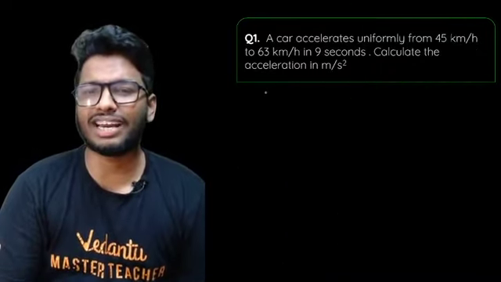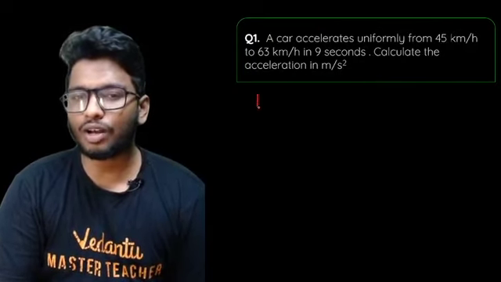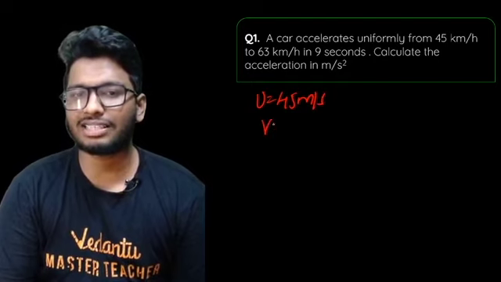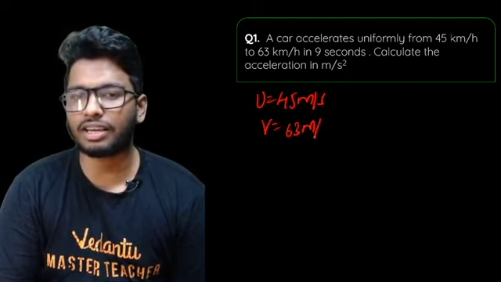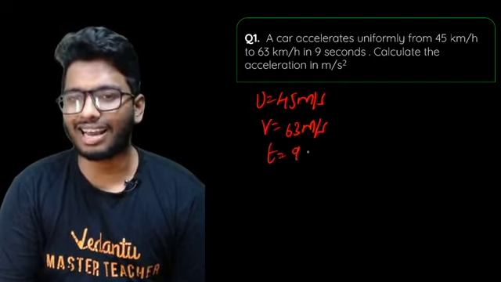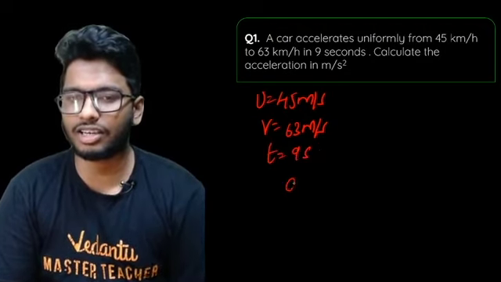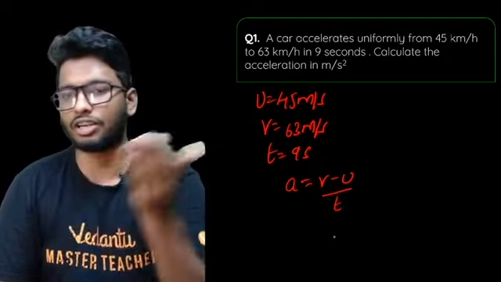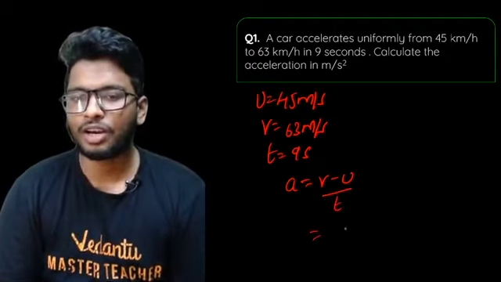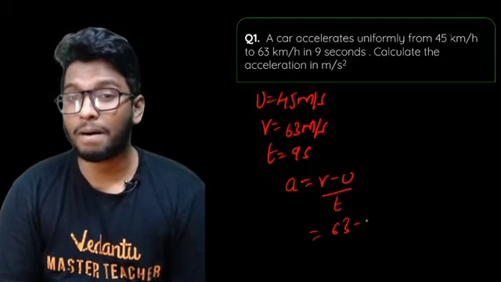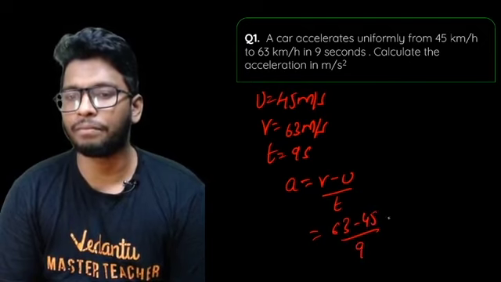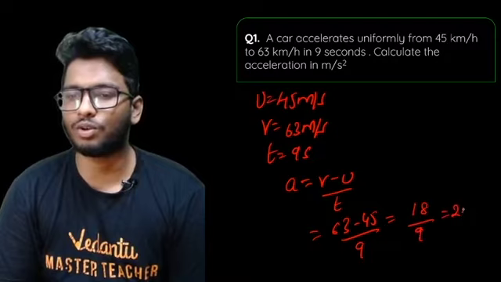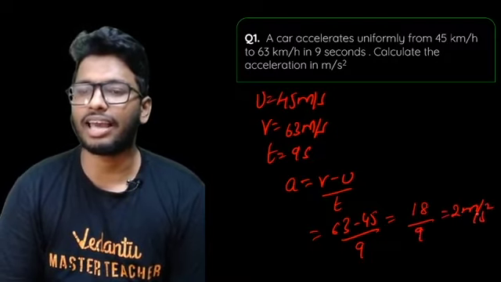Let me just write down the given data over here first. Initial velocity is given as 45 meter per second. Final velocity is given as 63 meter per second. Time taken is 9 seconds. So you're supposed to find out the acceleration. Acceleration is what? v minus u by t. That is final minus initial velocity divided by time taken. So that's 63 minus 45 divided by 9. So 63 minus 45, I think, is 18, divided by 9. So that gives you 2 meter per second square.